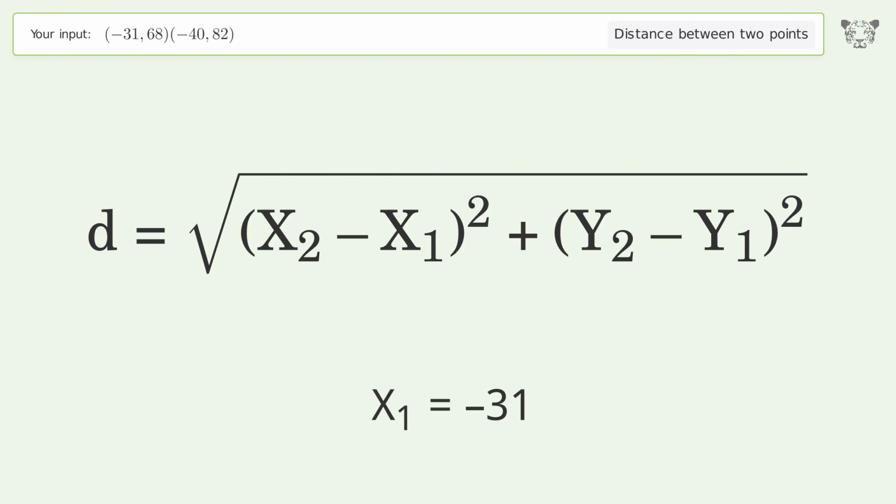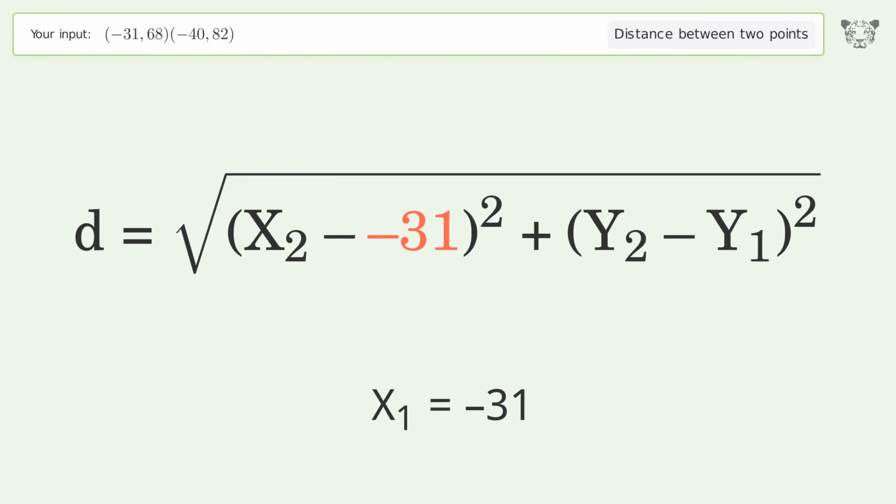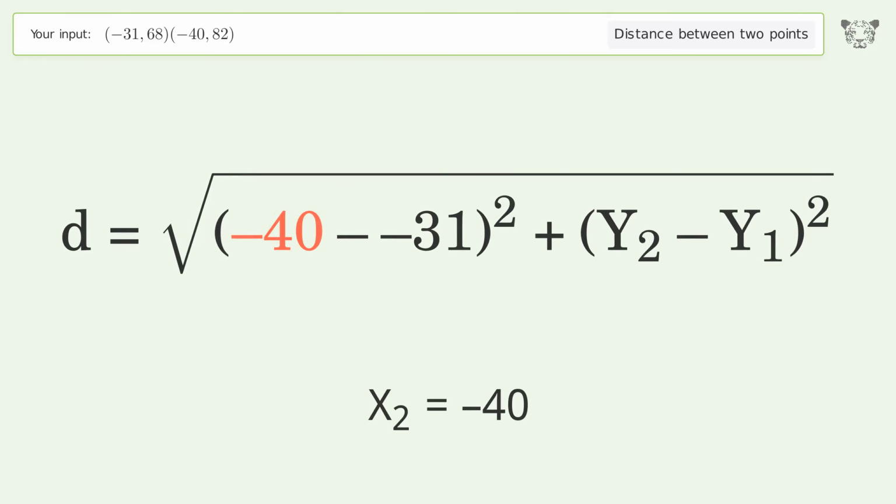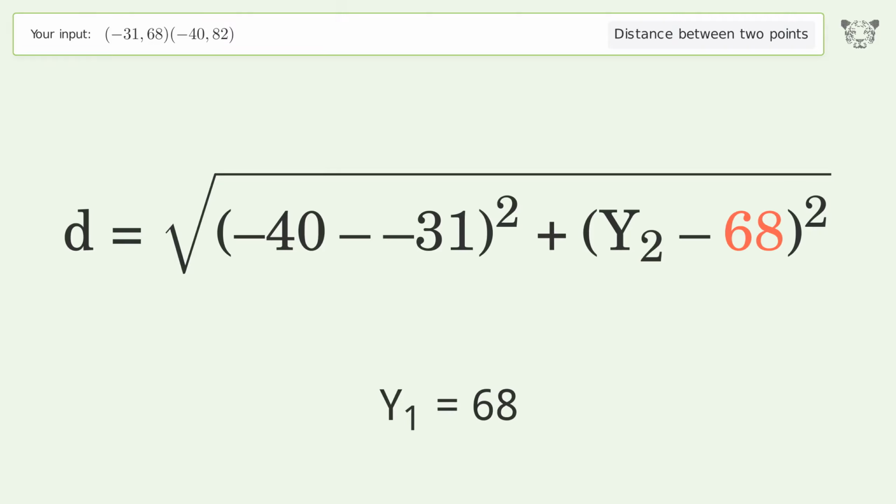x1 equals -31. x2 equals -40. y1 equals 68. y2 equals 82.